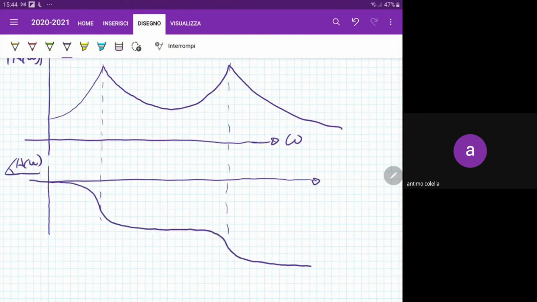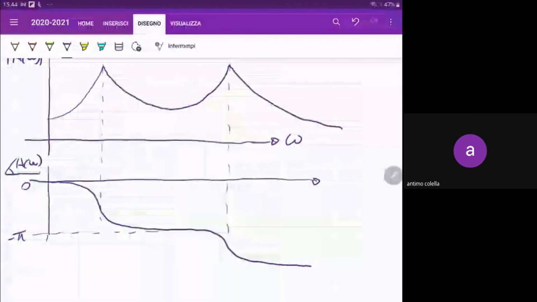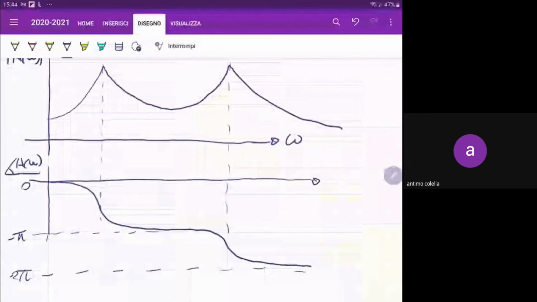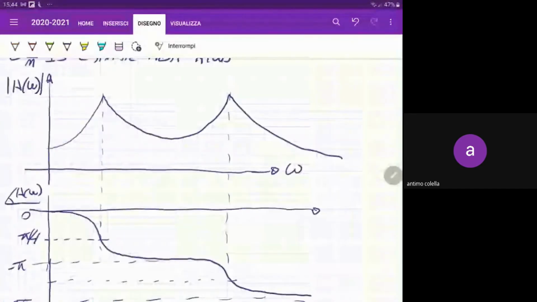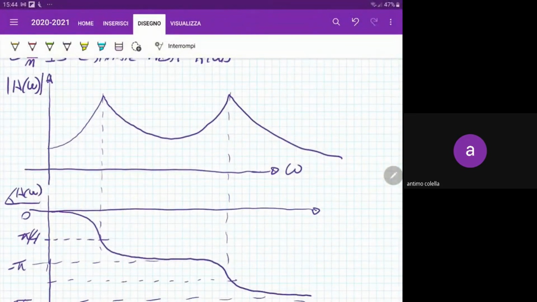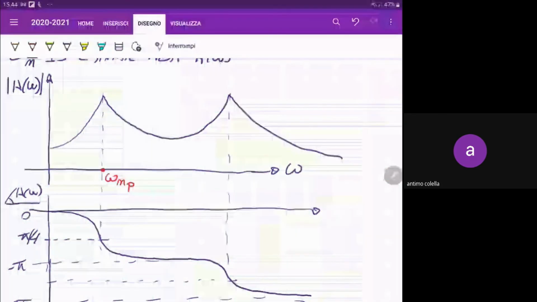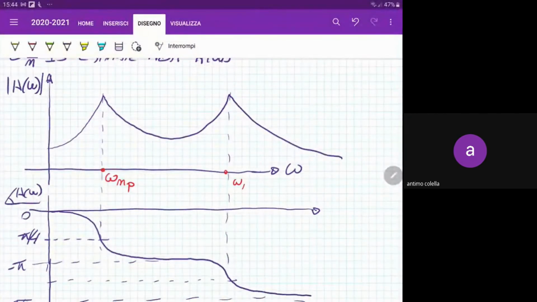Okay, so we got 0, negative pi, negative 2 pi. Okay, and these are the quadrature condition P4. Okay, and this is the other one corresponding. Okay, so what we are having here is your natural frequency omega n,p. We got here omega n,p plus 1.